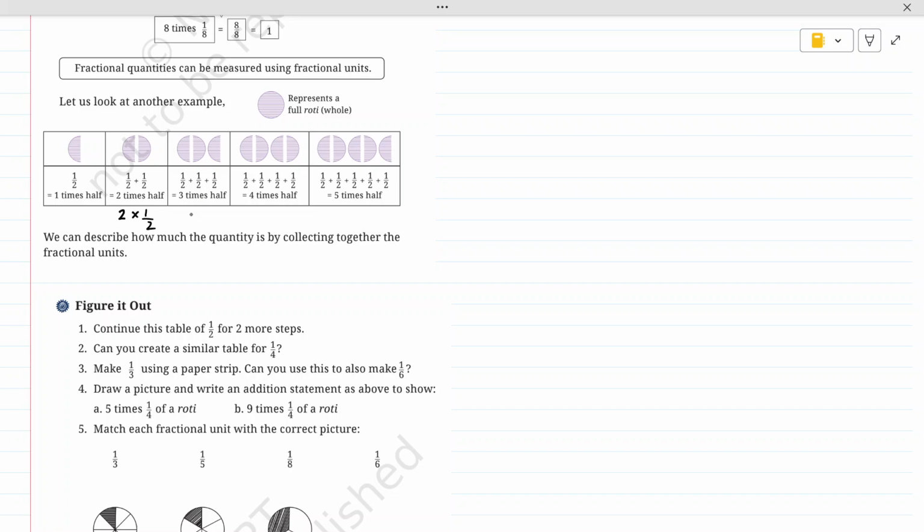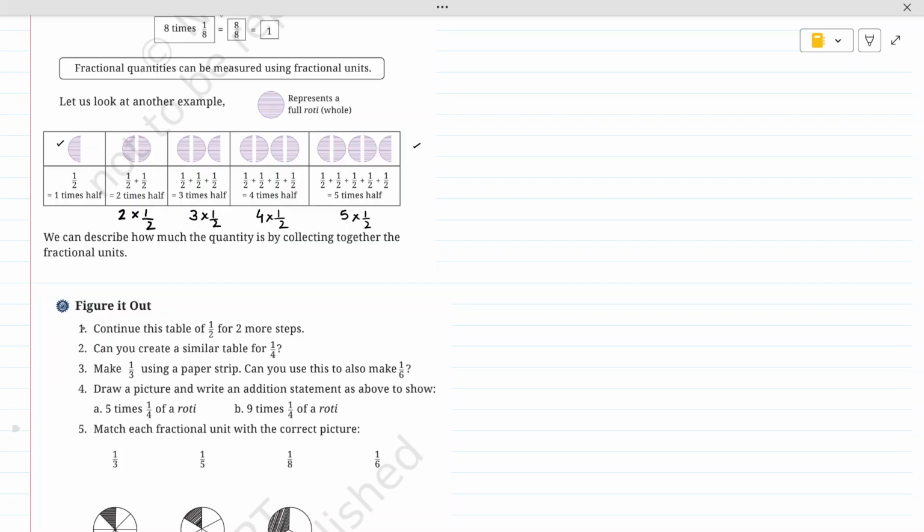Now next, to this we are again adding half roti. So this will become 3 times half. Now here we are adding one more half. So we are just increasing by half in every case. And in the last we have 5 times half. This is what is represented here. In every step we are adding a half to it. So starting from half roti, in this example we have 2.5 roti.